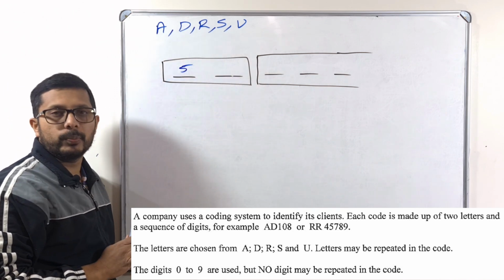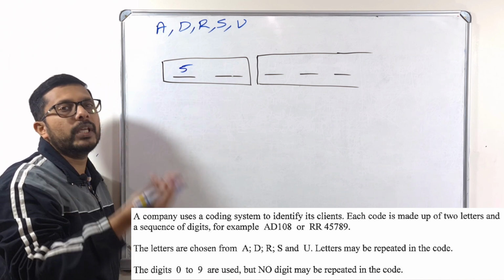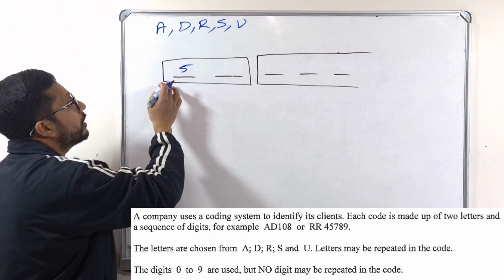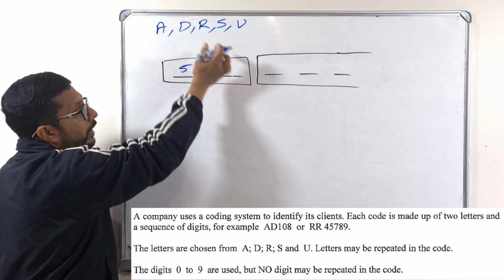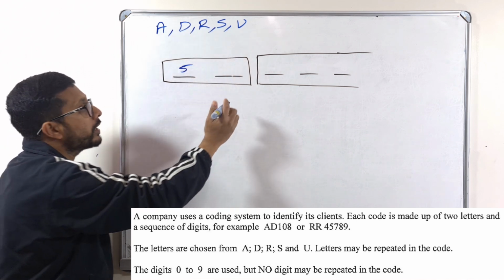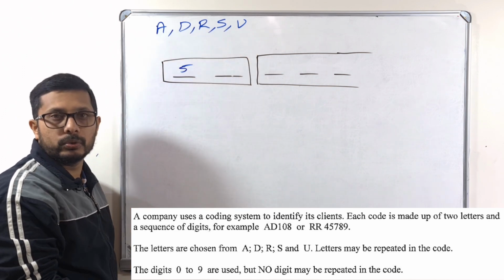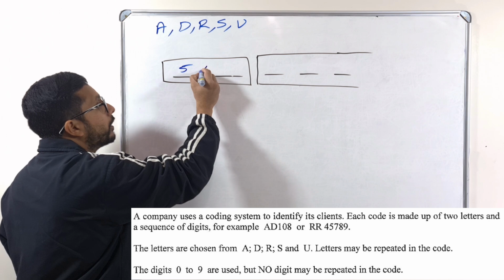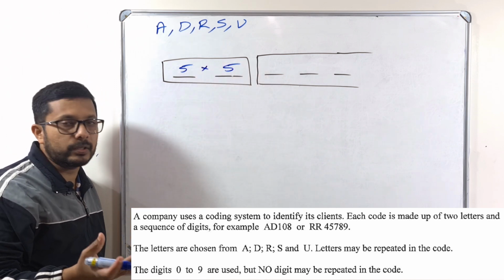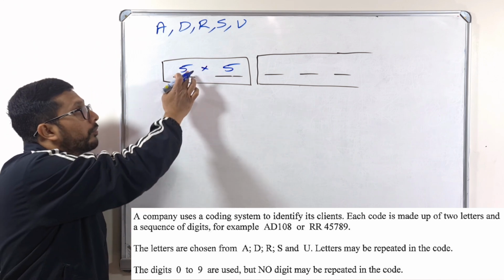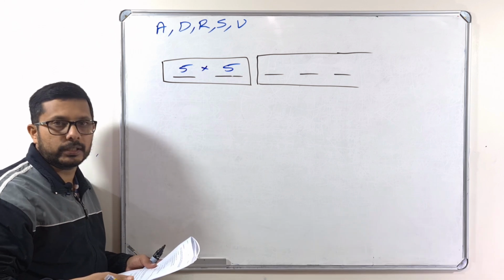For the second position to be filled, you must be careful. Here the condition is letters may be repeated. So it doesn't matter if I choose one letter here; there is no problem taking that letter and putting it here also. So on the second position you also have all 5 letters to choose from. Do you understand? On the second position you also have 5 options, no matter which letter you wrote in the first position, because the condition is letters may be repeated.